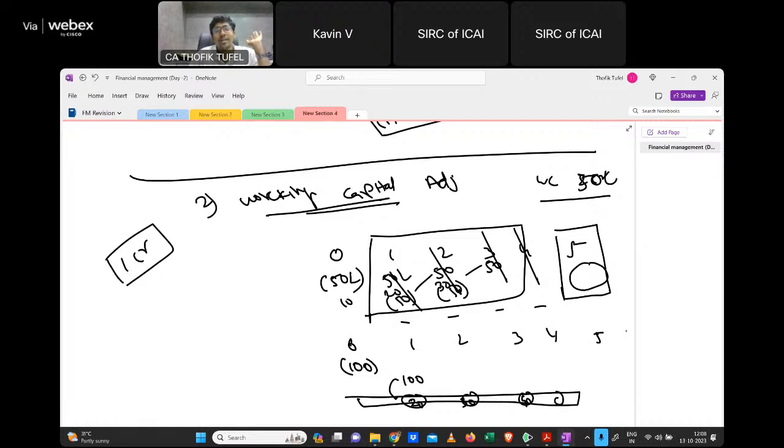But here it is not happening like this. First year you're investing 100 rupees, but you want 20 rupees here. So second year I'm again investing 80 rupees. Then I will receive this 80 rupees as cash.